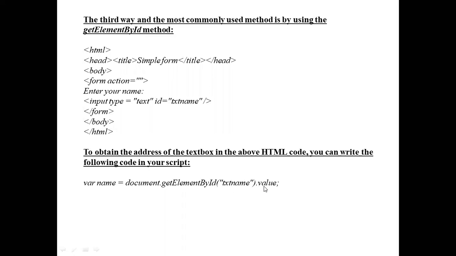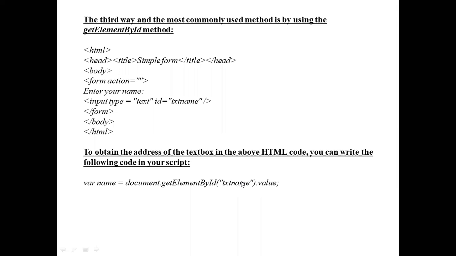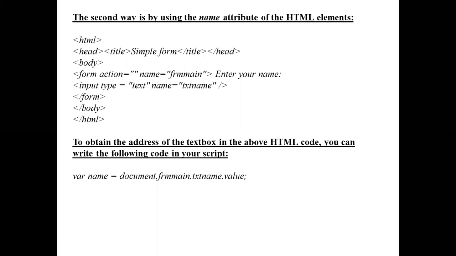Document dot getElementById txt name dot value returns the value of the element with id equal to txt name. Here the element is the input of type text with id txt name. It returns the value entered in the text box. So these three are the different ways to access an element in HTML.